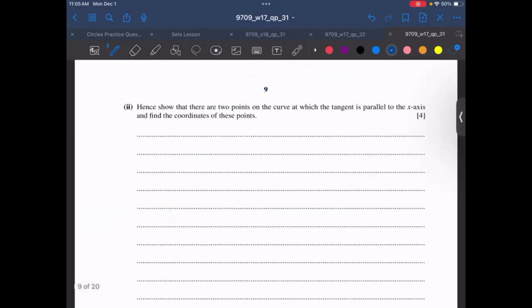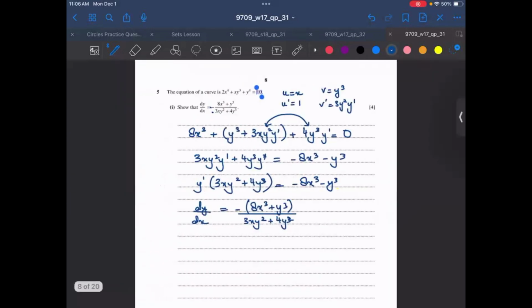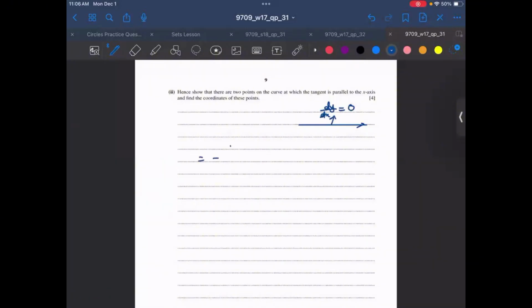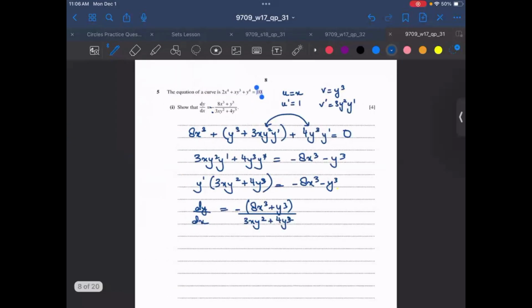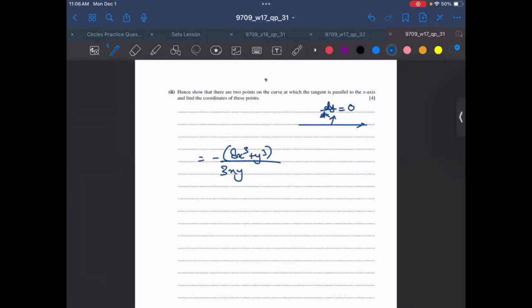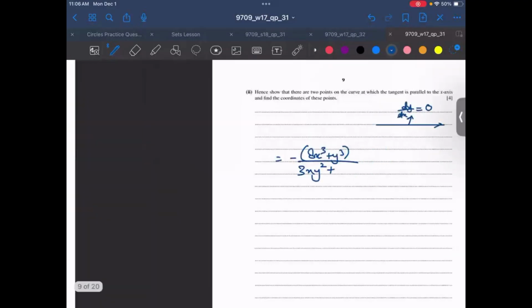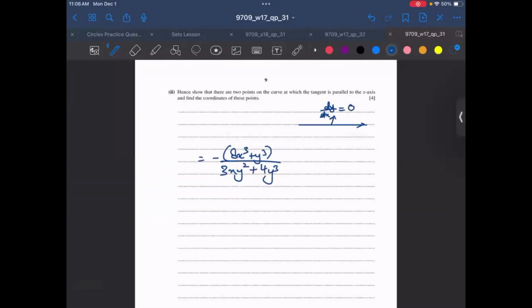Now, in part 2, it says, hence show that there are 2 points on the curve at which the tangent is parallel to the x-axis. Now, parallel to the x-axis means it is a horizontal line, which means that dy/dx will be taken as equal to 0. So we have the term for dy/dx, which is minus 8x^3 plus y^3 divided by 3xy^2 plus 4y^3, and we'll put it equal to 0.